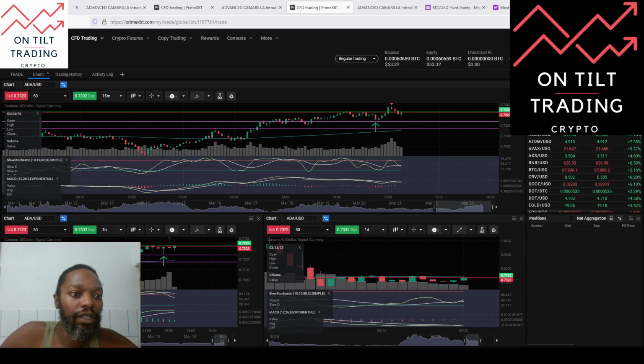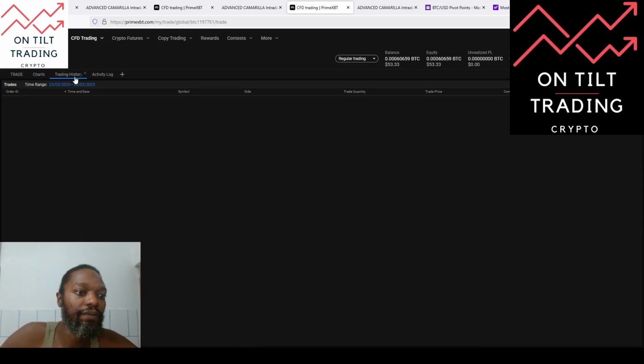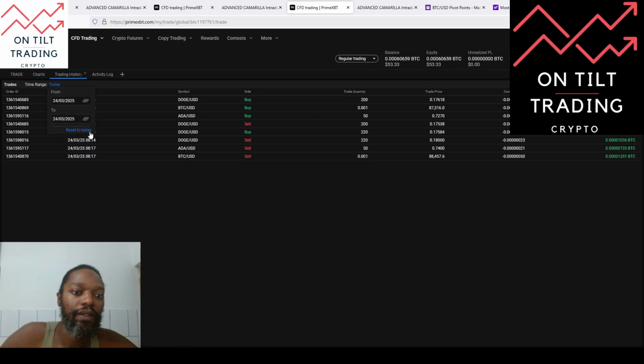And then we'll take a look at my tickets for today. So we can see my tickets for today. So this is the Cardano trade right here. Entry at 7.11, exit at 8.17 here. Risked 50 cents and made about 75 cents.